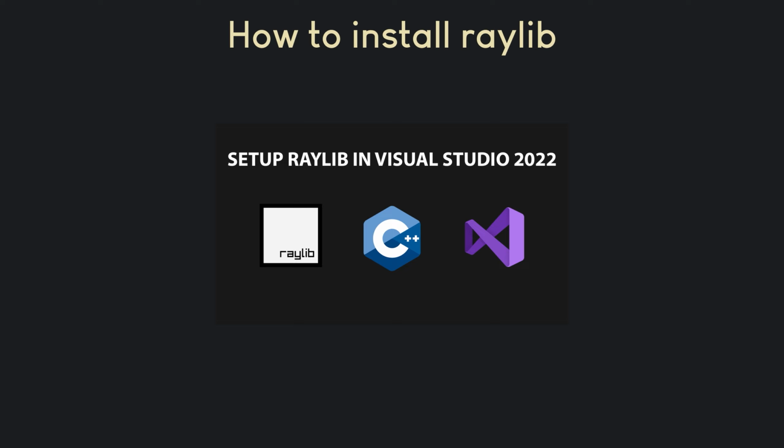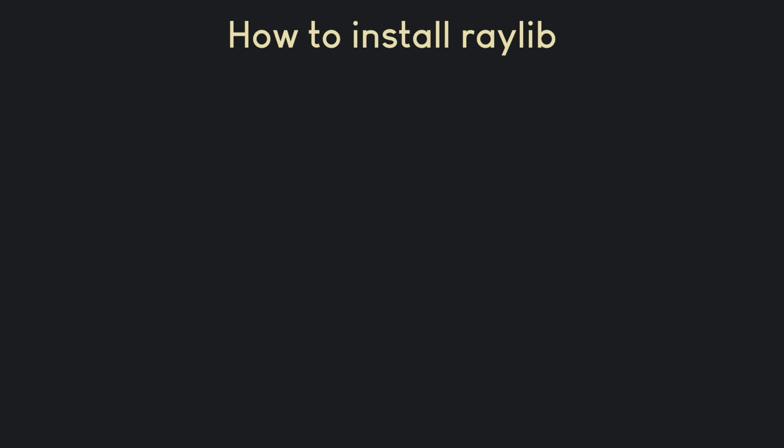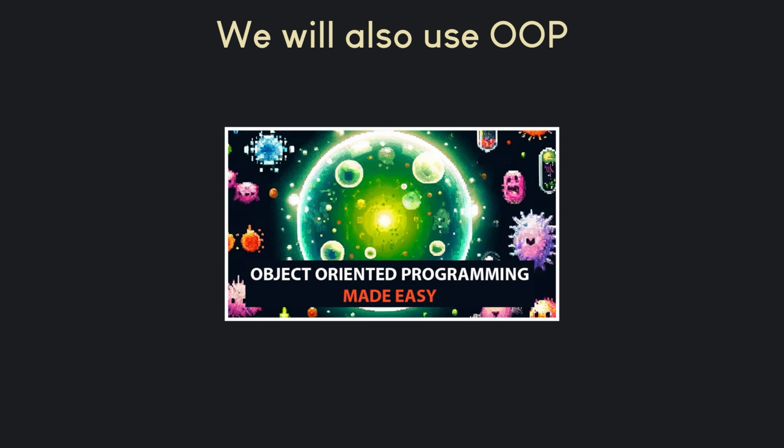If you use a different operating system, you can still follow this tutorial if you have a working C++ setup with the raylib library. We will also be using object-oriented programming to keep our code clean and organized. If object-oriented programming seems challenging or you want to master it, check out my comprehensive object-oriented programming course where I break down everything you need to know, also linked below.